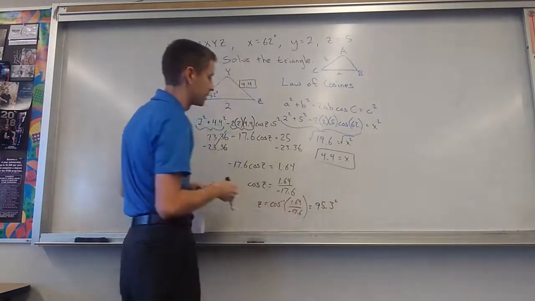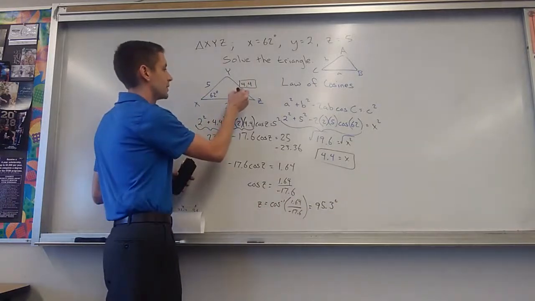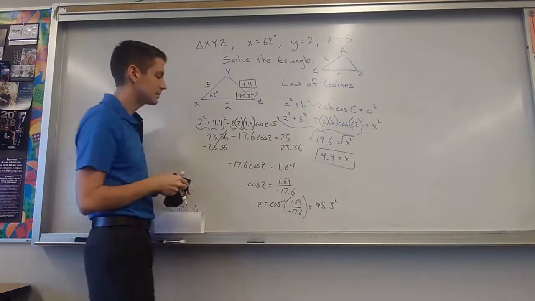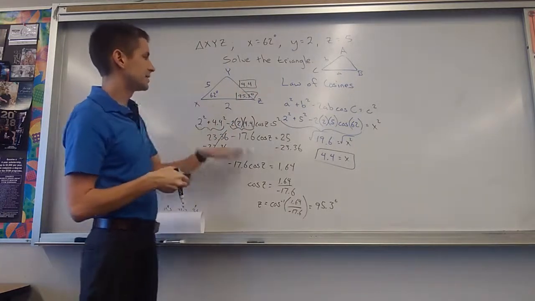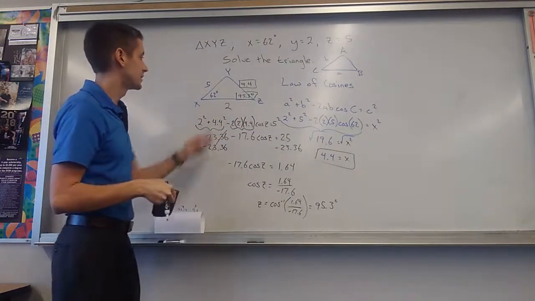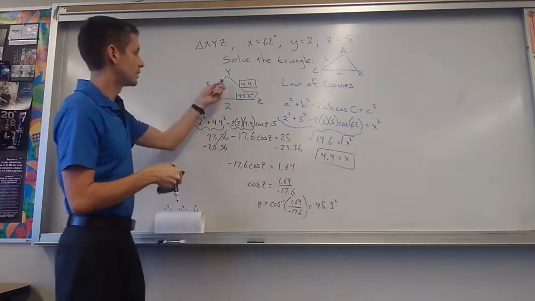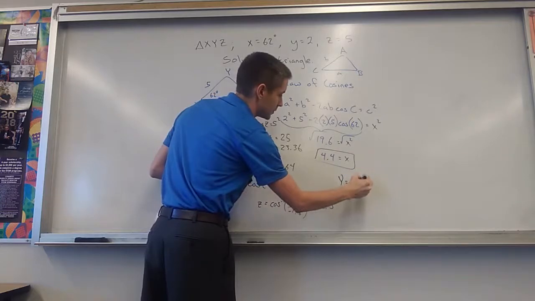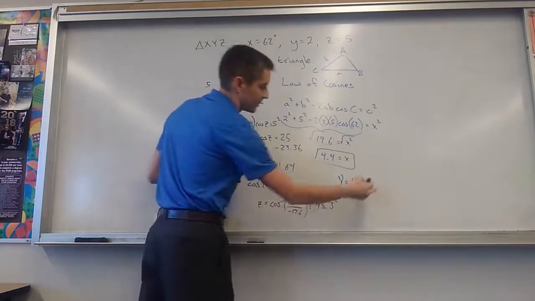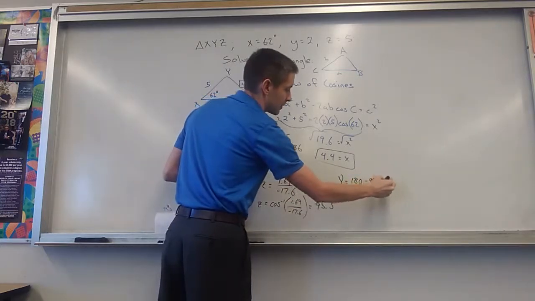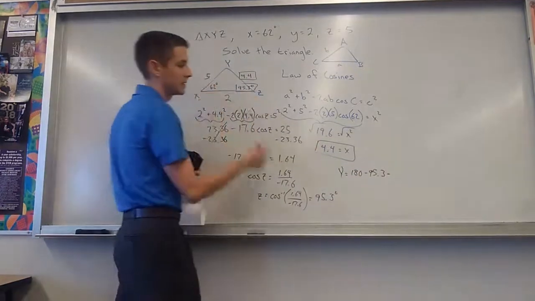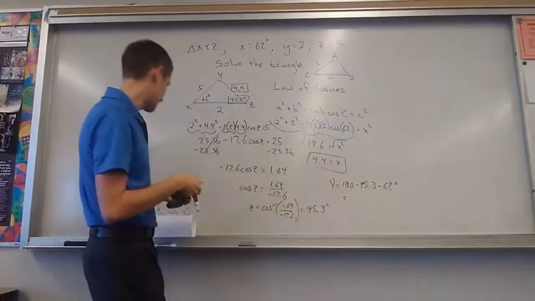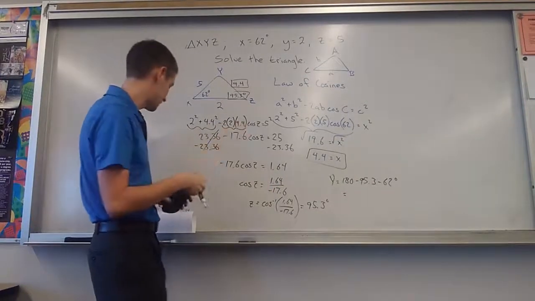And then the last one, I don't need to use any law of sines or law of cosines. We have two angles here. So angle y, to finish this off, I can say angle y equals 180 minus the 95.3 that we just found, minus the original angle we had. And if I subtract the two of those off of 180, I end up getting 22.7 degrees. That top angle is 22.7.